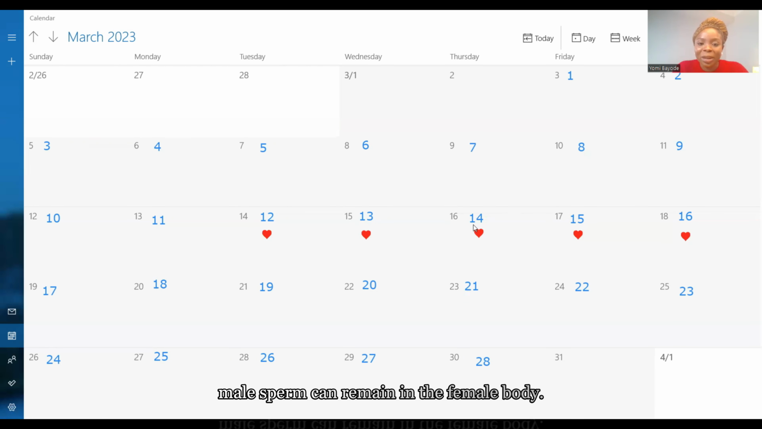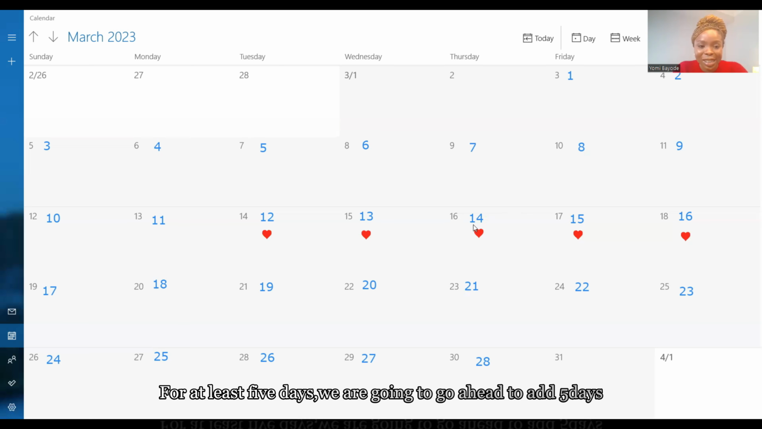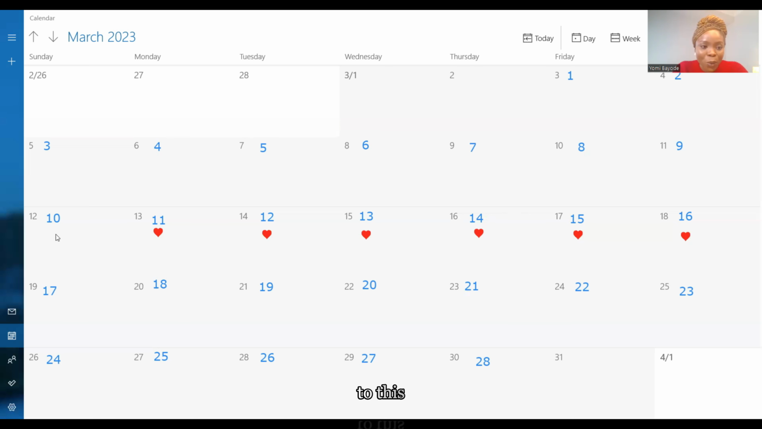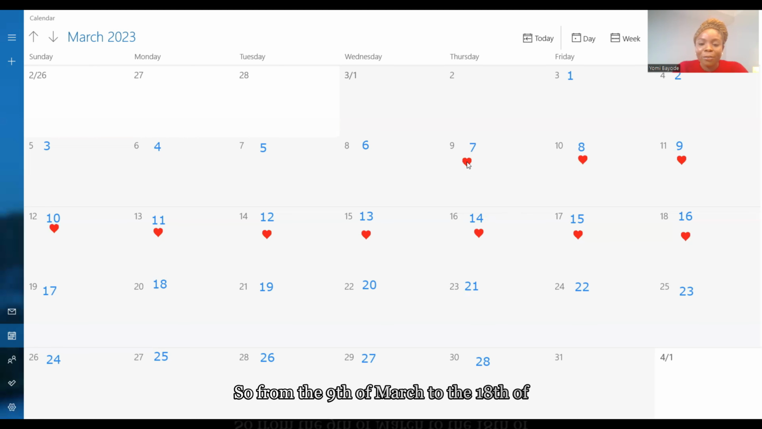Because the male sperm can remain in the female body for at least 5 days, we're going to go ahead and add 5 days to this. So 1, 2, 3, 4, 5. So from the 9th of March to the 18th of March, for this particular person who has a 28-day cycle, is most likely not safe for you to have unprotected sex.